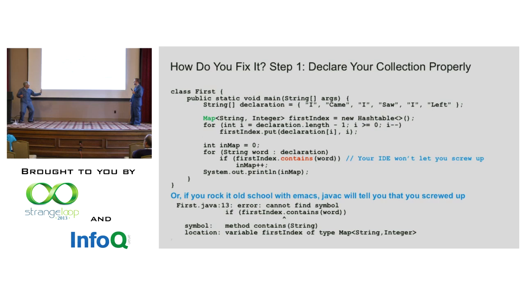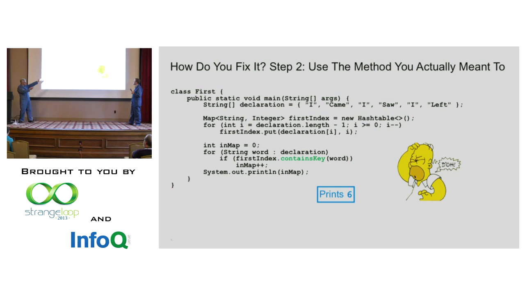Well, then javac will tell you that you screwed up with this fine error message. And then once you've been told that you're a fool, you go like this. Doh, and you fix it. You write what you wanted to write, which is containsKey, right? And that's what your IDE will suggest for you. You'll do it, and then it'll print 6, just as my brother Bob said it should. So what's the moral of this story?